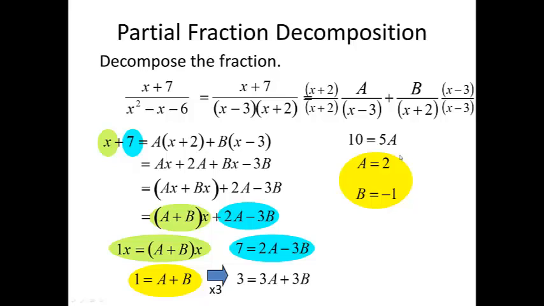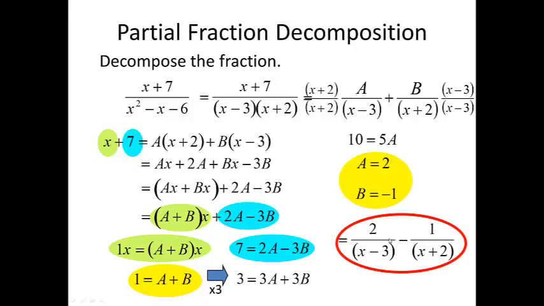I put those back on top. And notice, instead of adding a negative 1, I just put the negative in front of my fraction here. So it's 2, which is A, over x minus 3, minus 1 over x plus 2.